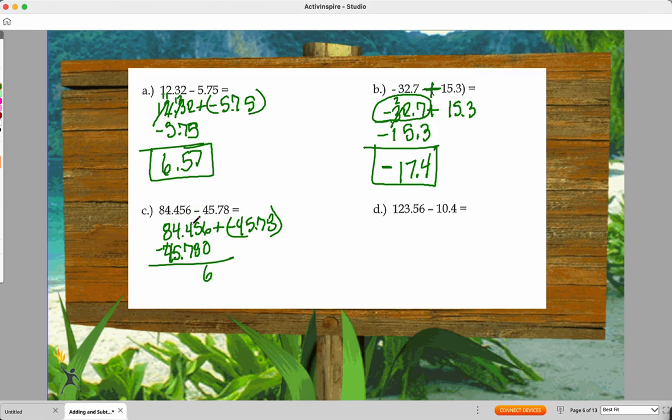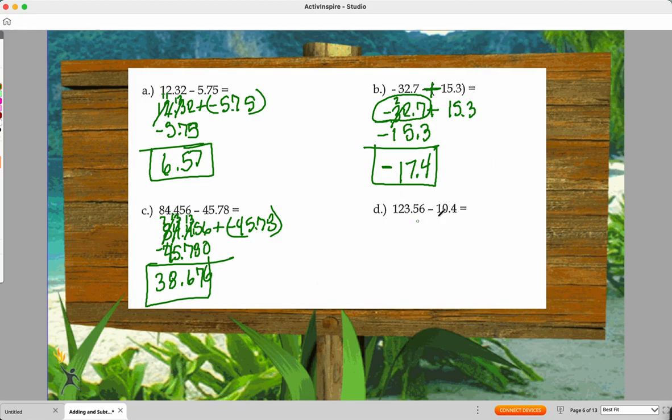6 minus 0 is 6. Got to borrow. 15 minus 6 is 7. You have to borrow again for 3, 13. 13 minus 7 is 6. There's my decimal place. One more borrow. 13 minus 5 is 8. 7 minus 4 is 3. My brain was not working for a second. So it's 38 and 676 thousandths.